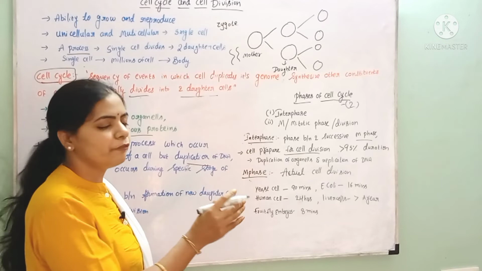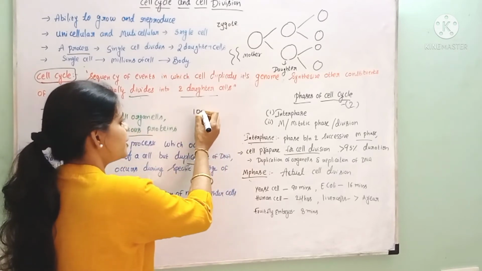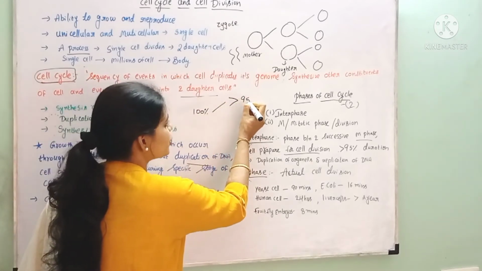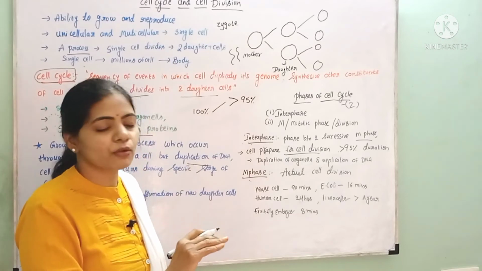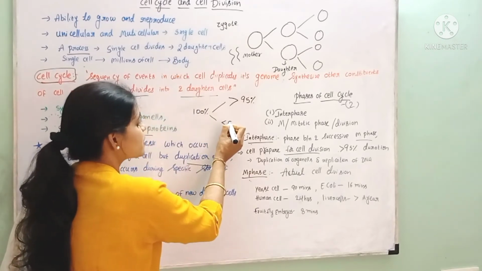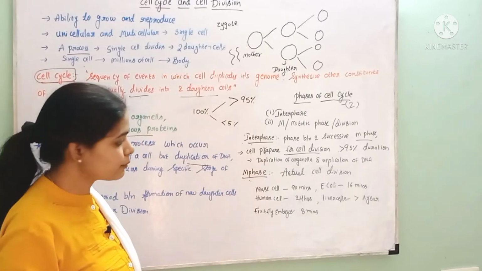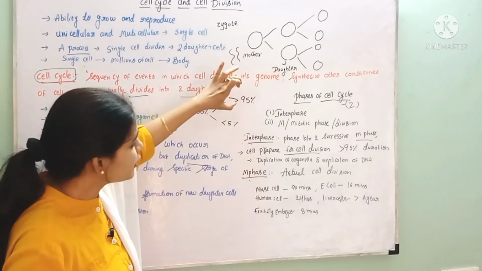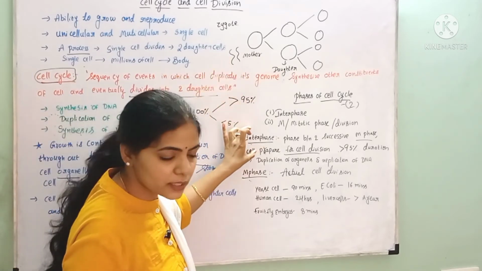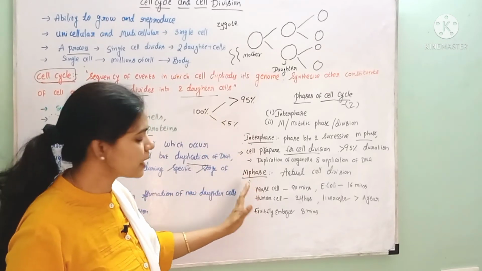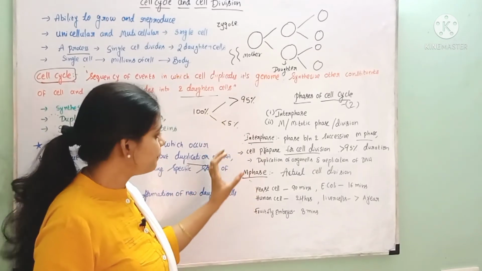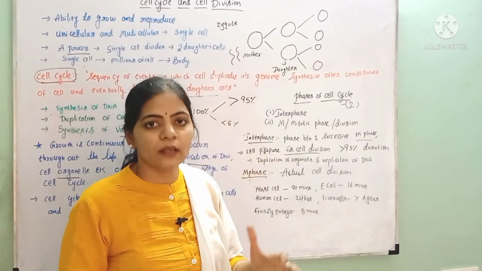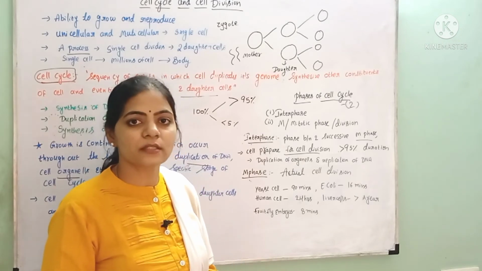If we take the total cell cycle as 100% of the duration, more than 95% of the duration was taken by this interphase only, and less than 5% of the duration was occupied by this M phase. That means the maximum time period was taken by the interphase in the total cell cycle. Because this interphase is a biosynthetic phase, all the components need to be made ready. For that, it was taking much time before the cell division.